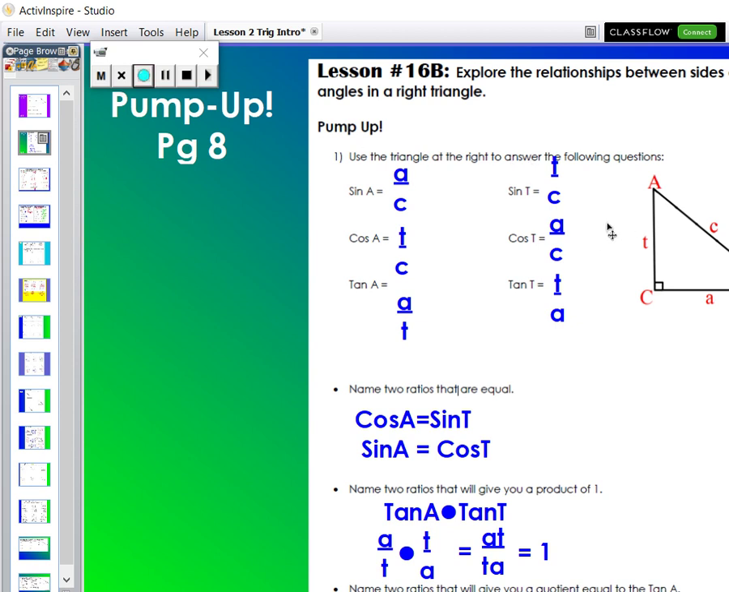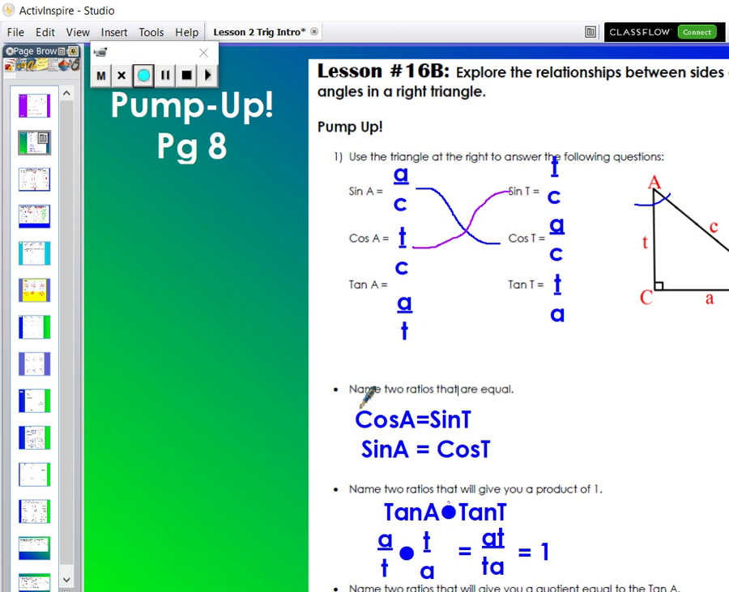And then if we're looking from this perspective, something happens. They're saying name two ratios that are equal. So if we're looking in the same triangle, sine of A ends up being the same ratio as cosine of T. Because here we're looking at the opposite, and here we're looking at the adjacent. So whatever this opposite side is the same as this one's adjacent side. So they end up being the same ratio. Same thing happens here for sine. Cosine of A ends up being equal to sine of the other perspective because the opposite and adjacent switch.